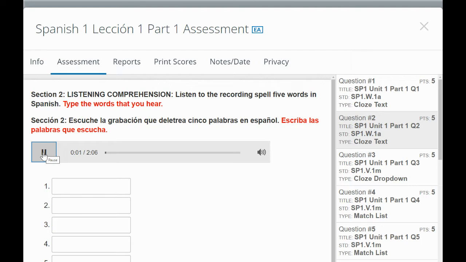Listen as 5 words and expressions you have learned are spelled aloud. Each word will be spelled twice. Write each word as it is spelled. 1. L. A con acento. P. I. C. E. S. L. A con acento. P. I. C. E. S.